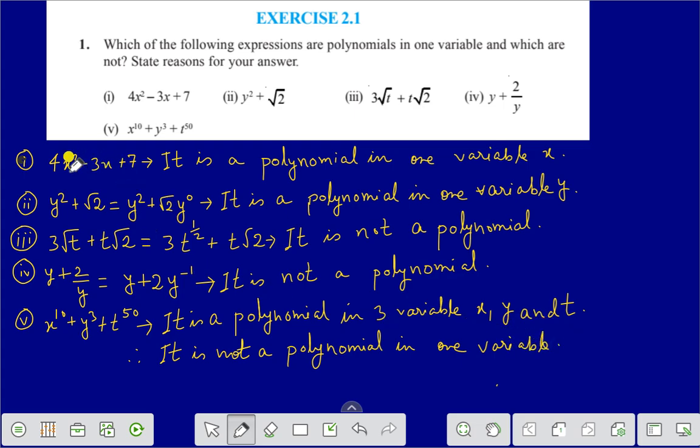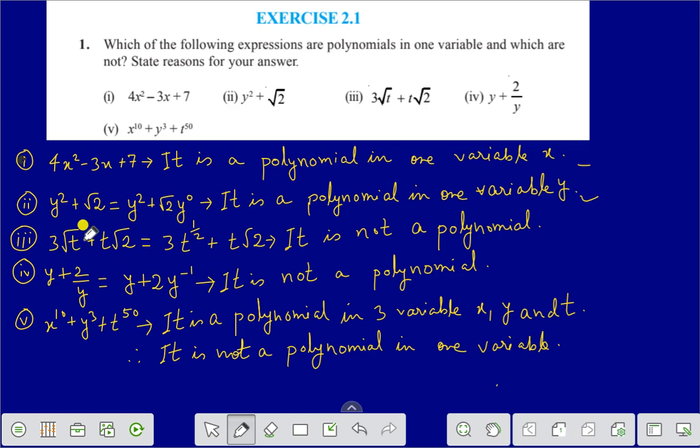Here you see 4x square minus 3x plus 7. Here you see that the powers of x are all whole numbers. Therefore, it is a polynomial in one variable x. Number 2 is y square plus root 2, y square plus root 2 y to the power 0. The powers of y are 2 and 0. These are whole numbers. Therefore, it is a polynomial in one variable y.